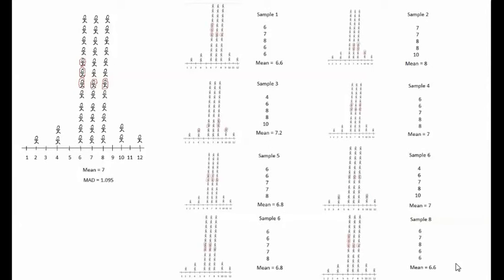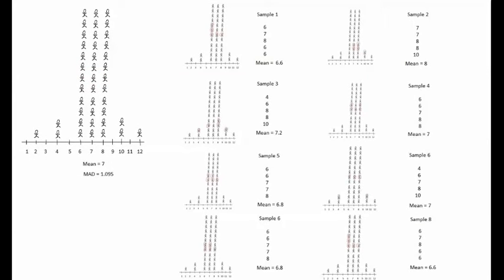So now let's look at each of these sample means on a graph down here. Let's make a graph of the sample means. You can see right here that the population mean is 7. This is the mean of all 42 population members. And these are the sample means. These are the means of the 8 samples.